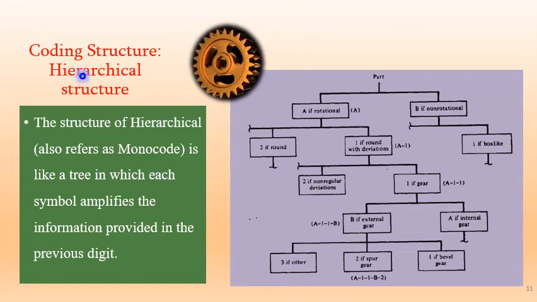Here the first code structure is the hierarchical one. The structure of the hierarchical kind of coding system is also referred to as monocode and is like a tree in which each symbol amplifies the information provided in the previous digit.